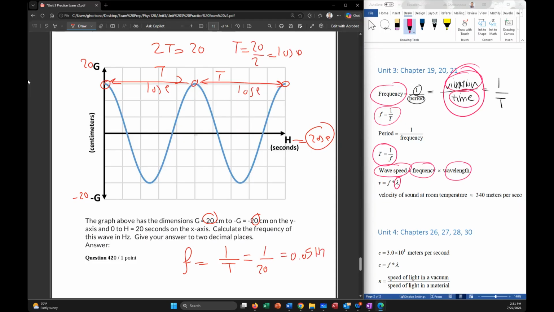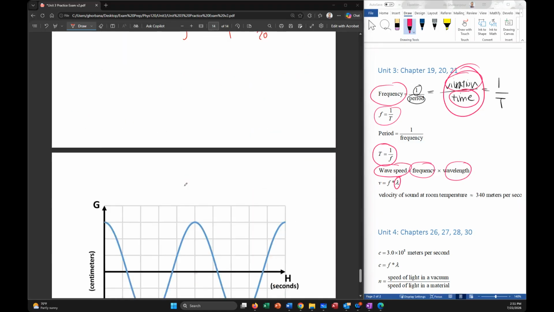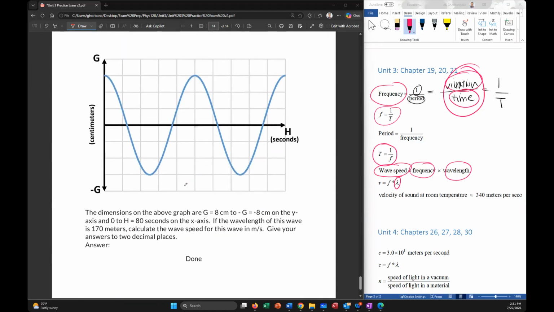0.05 hertz. Okay, good. So what is the next one? I believe this is the last one.